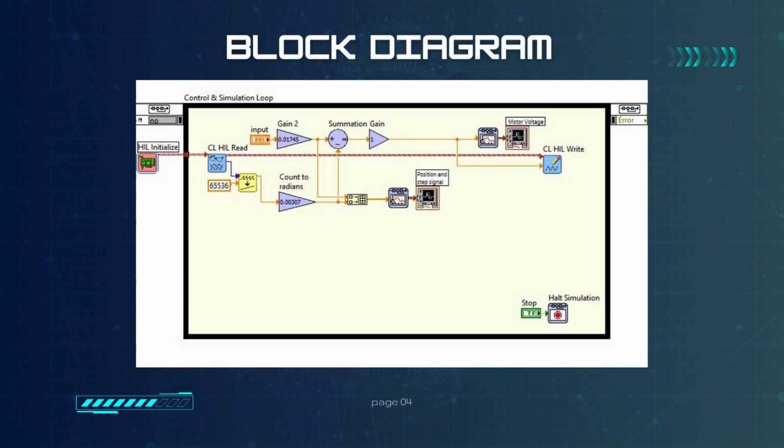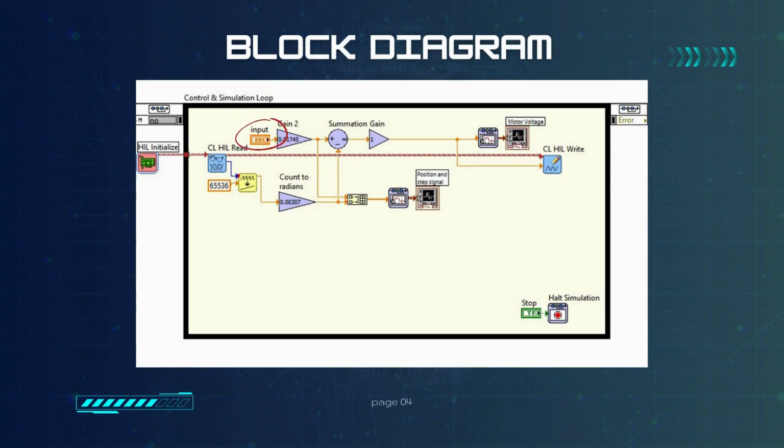Next, we have the HIL Read block. This reads the current position of the motor using an encoder. The value we get here is in encoder counts, not yet in physical units like degrees or radians. Then, we move to convert to radians. Since encoder counts are not very intuitive, we use a gain block to convert those counts into radians, which are more useful for angle measurements.